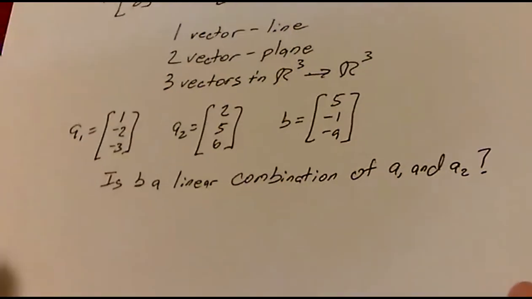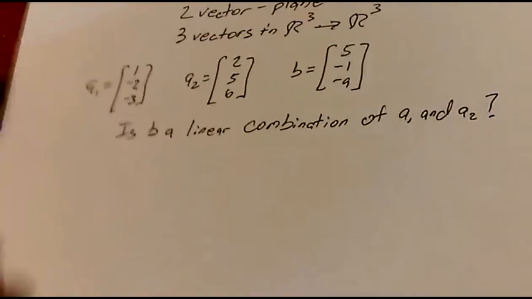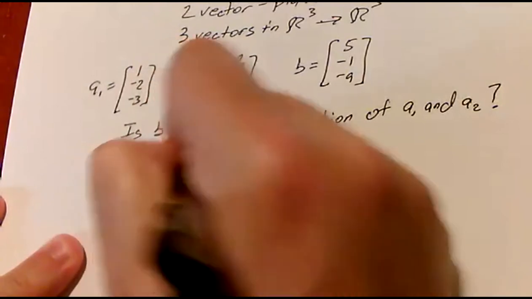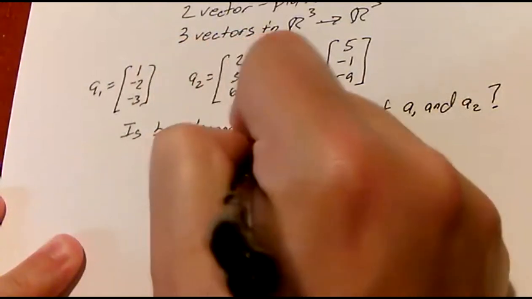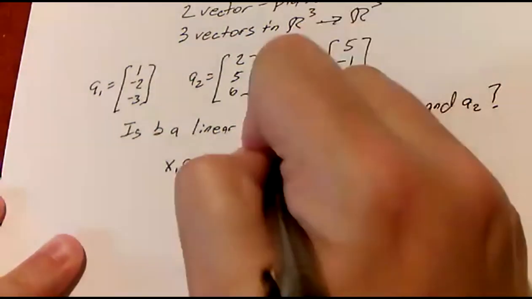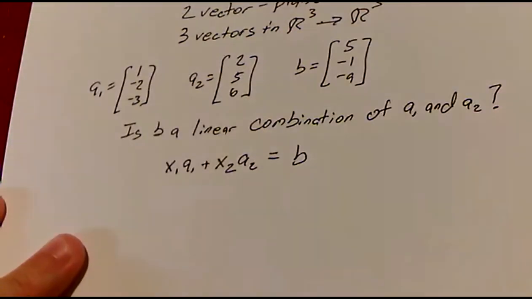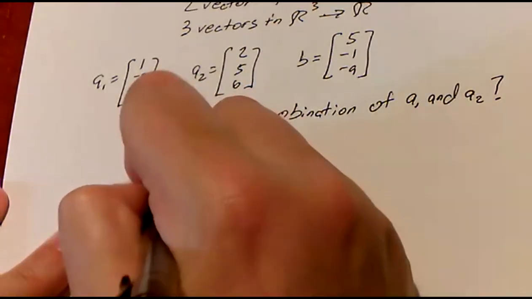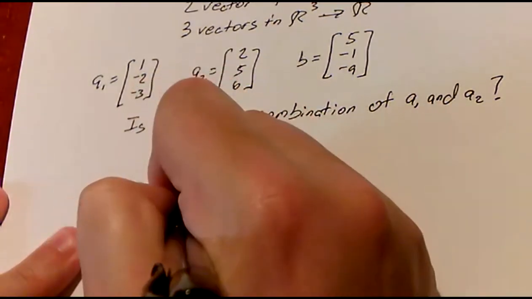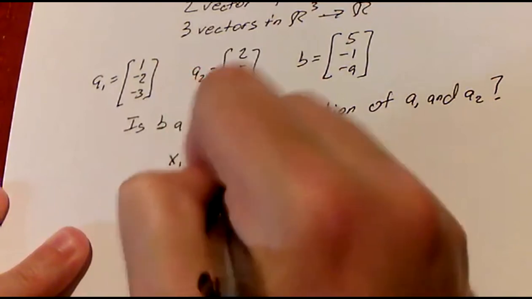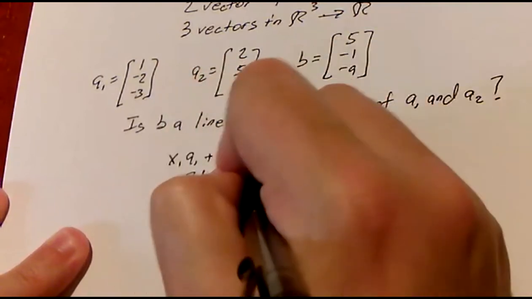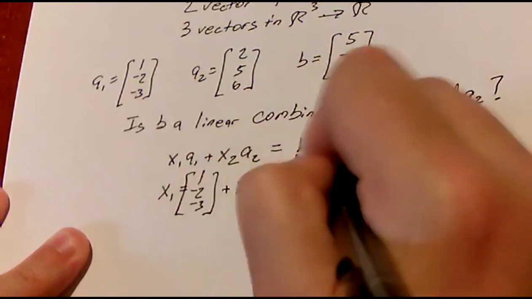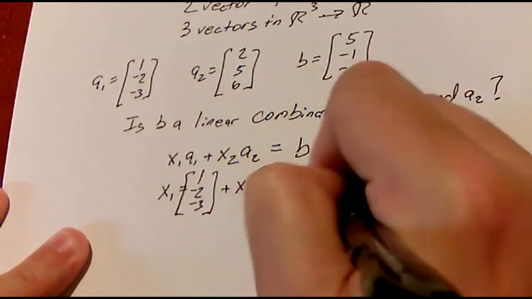So let's think about what we're looking for then. We're looking for the weights that this would correspond with. So let's call it x1 A1 plus x2 A2, right? x1 and x2 then are my weights that I'm looking for, and I want that to equal B. Well, we know what A1 is. It is 1, -2, -3. We know what A2 is. It's 2, 5, 6. And then B is 5, -1, -9.